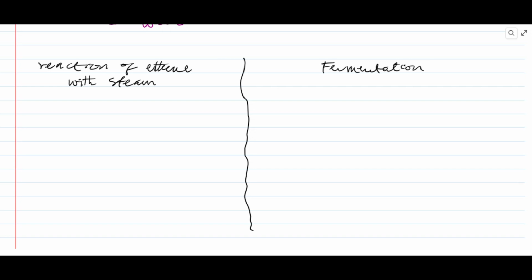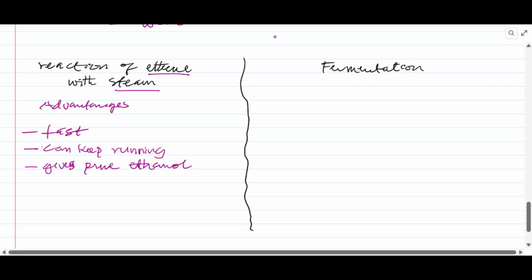Let's look at the advantages first. One of the advantages of making ethanol by reacting steam with ethene is that the reaction is fast. Remember, this reaction is a reversible reaction, so you can keep running the reaction non-stop. Another advantage is that it gives us pure ethanol. These are the three major advantages of making ethanol from ethene and steam.